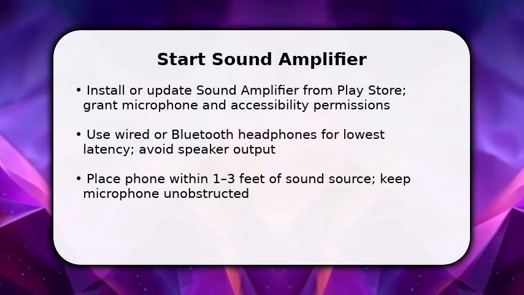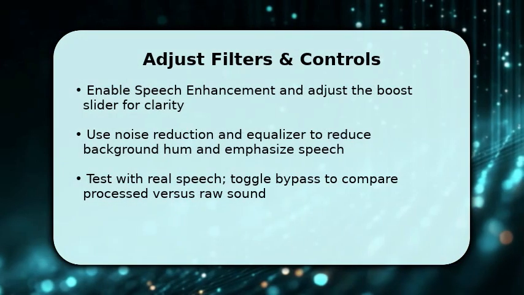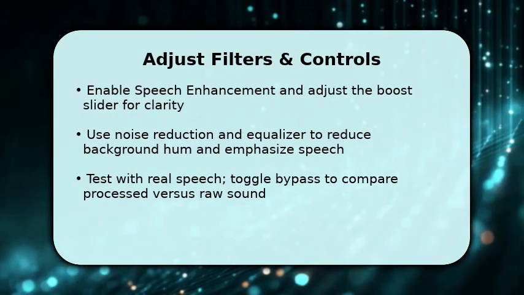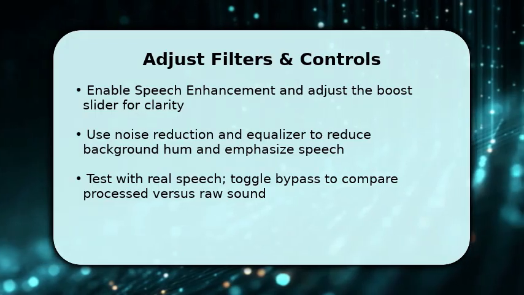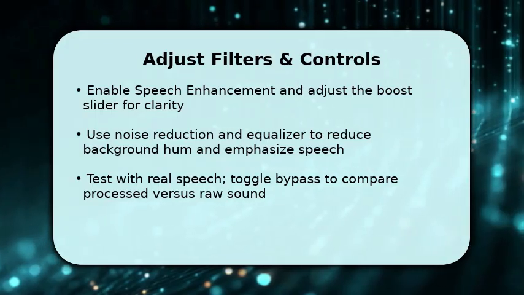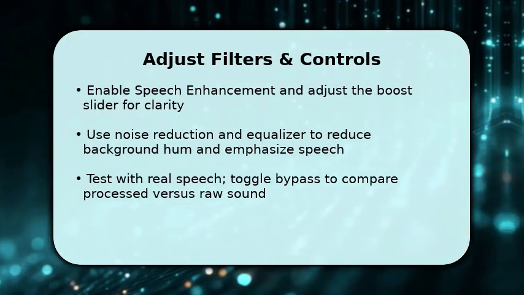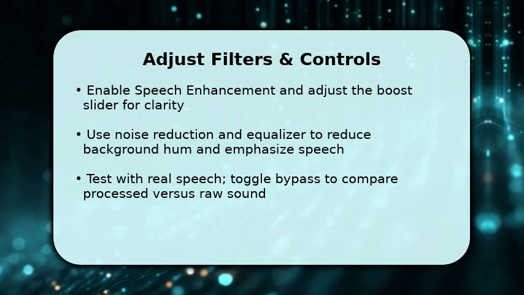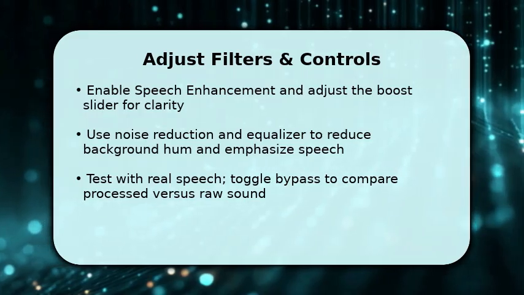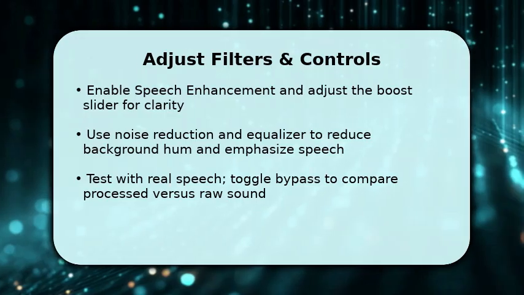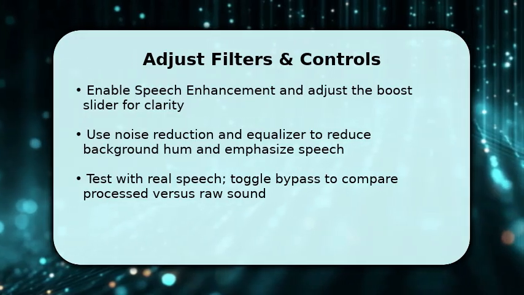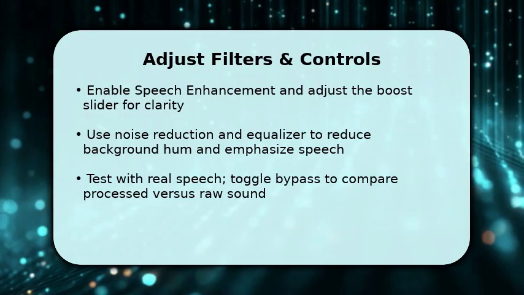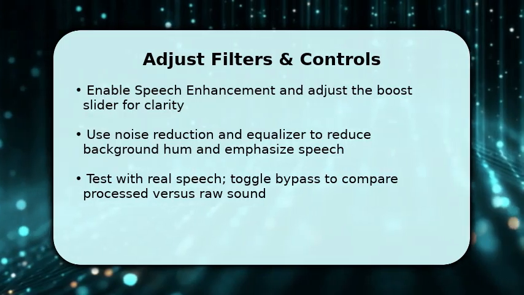Now fine-tune processing to separate speech from background noise. You will enable speech enhancement and move the boost slider until voices are clearer without distortion. Then, turn on noise reduction to cut constant hums or fans. Adjust the equalizer to emphasize mid-range frequencies where speech lives. Make small changes and listen, because aggressive settings create artifacts.